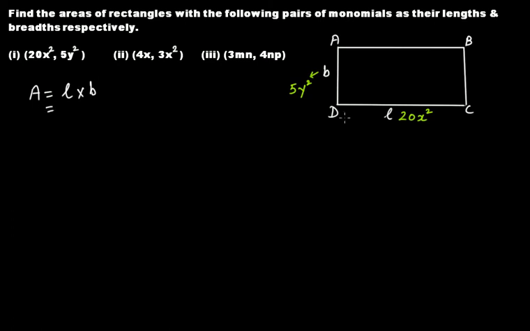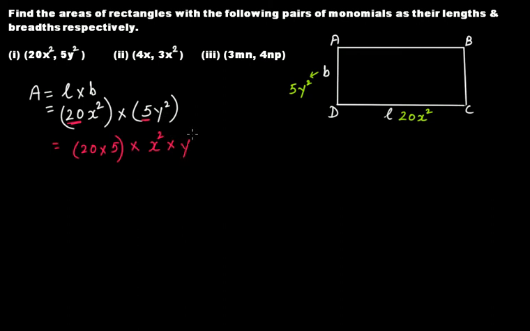So what's length here? Length is 20x squared. What's breadth here? Breadth is 5y squared. Now, this 20 and this 5 are the numerical coefficients of these two monomials respectively. So 20 multiplied by 5 and multiplied by, now we have only one x here, we don't have any variable x here, so write it as x squared. Same thing, we have y only in this monomial, we don't have any y here, so write y squared here. Now this can be written as 100 x squared y squared.